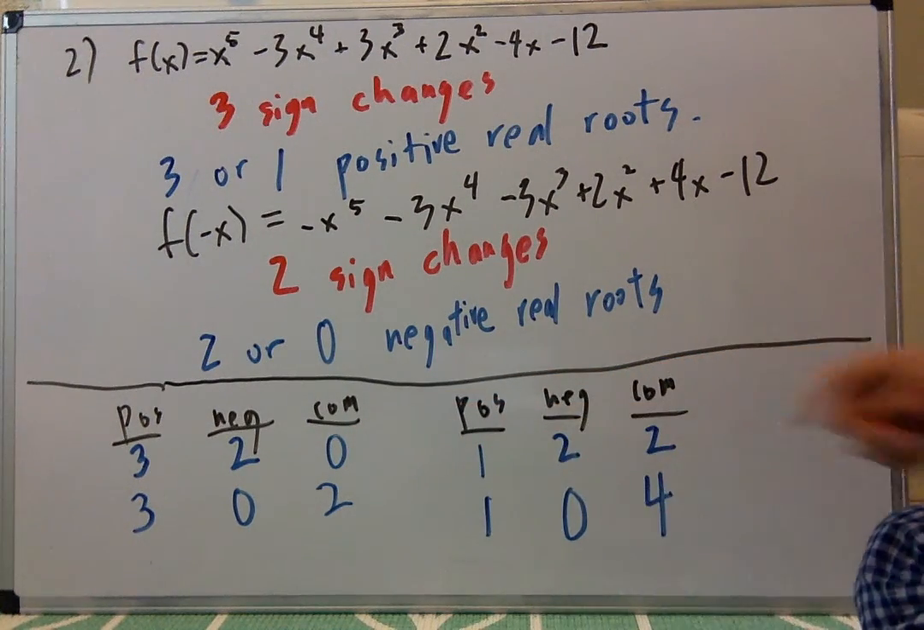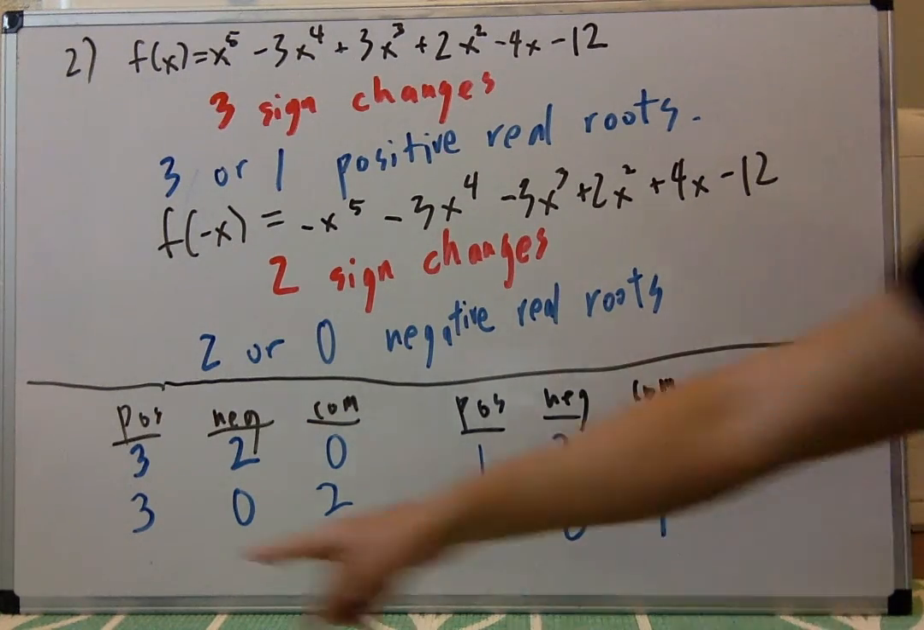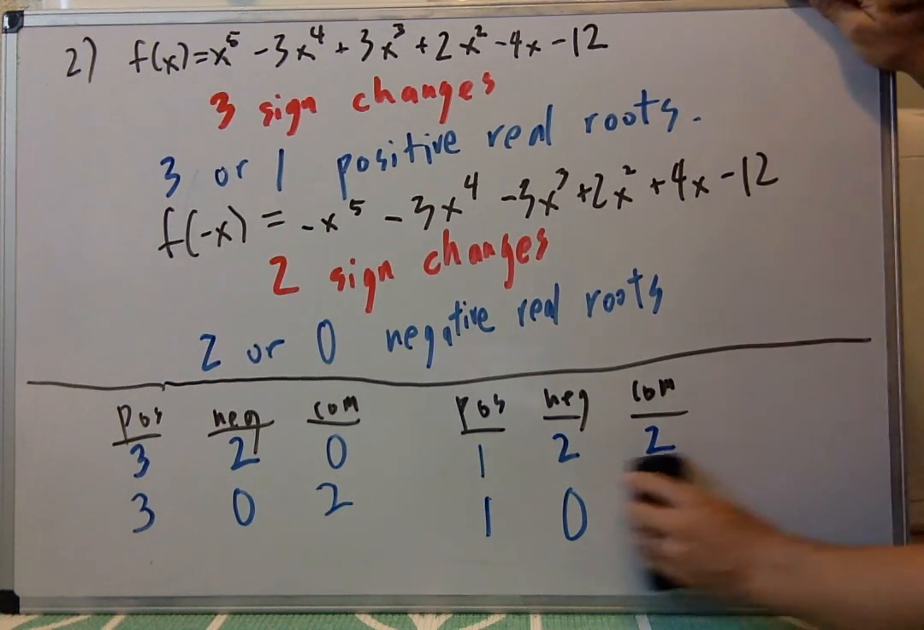1, 2, 3, 4, those combinations of roots. And each of them, you notice, they add to 5, right? 1 plus 2 plus 2 is 5, 1 plus 4 is 5, 3 plus 2, 5, 3 plus 2, 5. Okay, that's question number 2. Let's move on to question number 3.